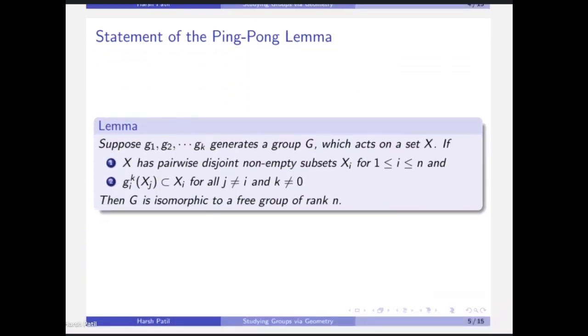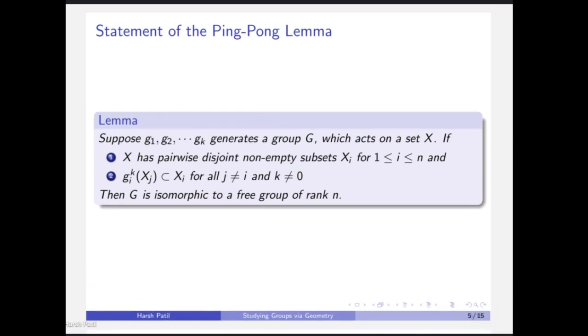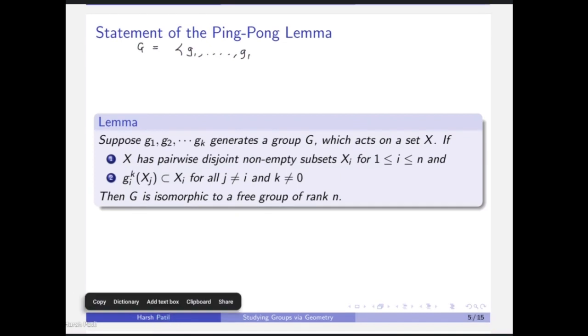Now we are going to look at a really nice result called the ping pong lemma. And so what does the ping pong lemma say? It says that, let's say you have a group G, and G is generated by a list of elements g1 up to gk.